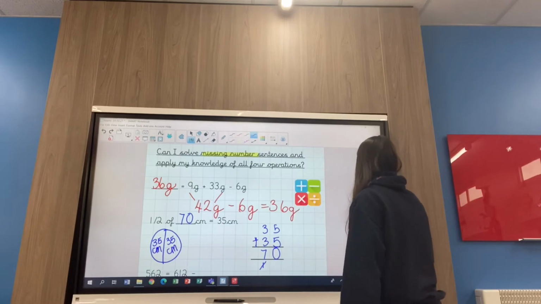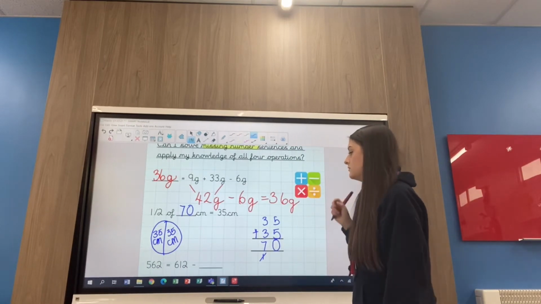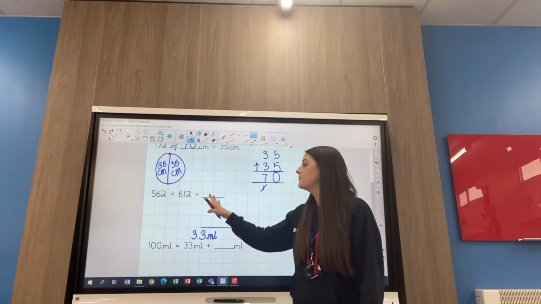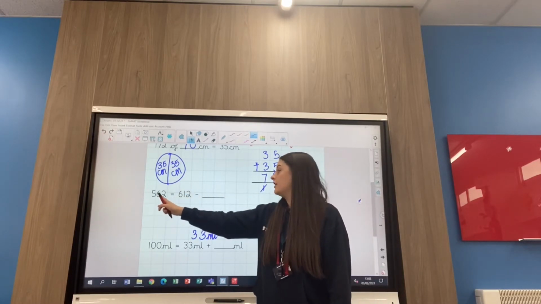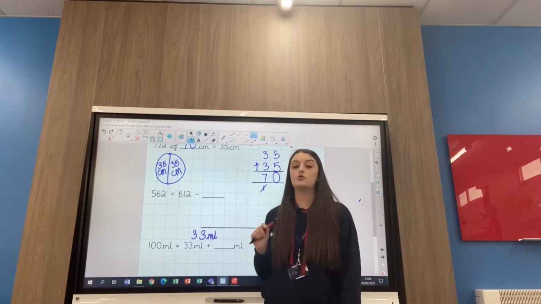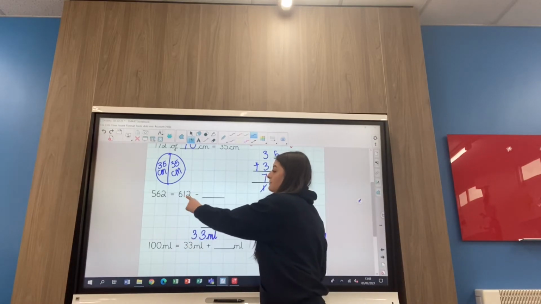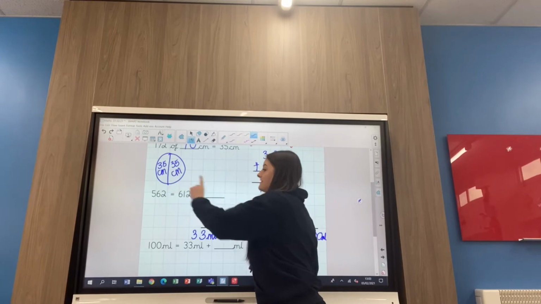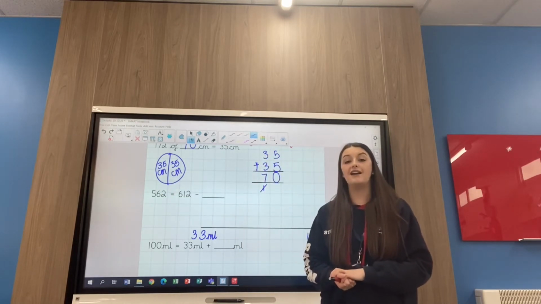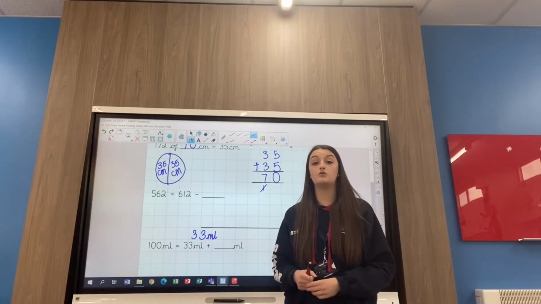Okay, let's have a look at some more questions then. So we've got another missing number sentence here. I've got 562 equals 612, subtract something. So what have I taken away from 612 to get to 562? I need to work out the difference between those two numbers.